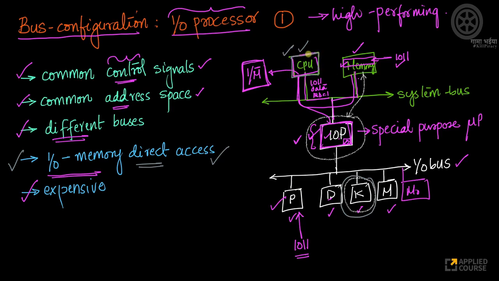Without disturbing the CPU, whatever data the keyboard or mouse or anything is sending, we can directly store it to the memory while the CPU is performing some other task, thereby obtaining better utilization of all the resources. Remember, your IO processor is a special purpose microprocessor. Today, high-end systems do have a special purpose IO processor to make the communication between CPU, memory and IO devices much more efficient. But it's slightly more expensive because you have one more processor on your board.